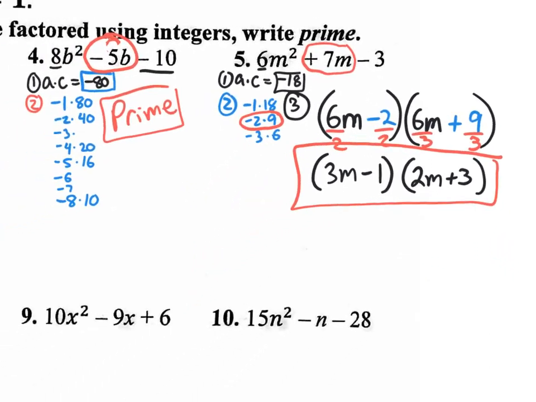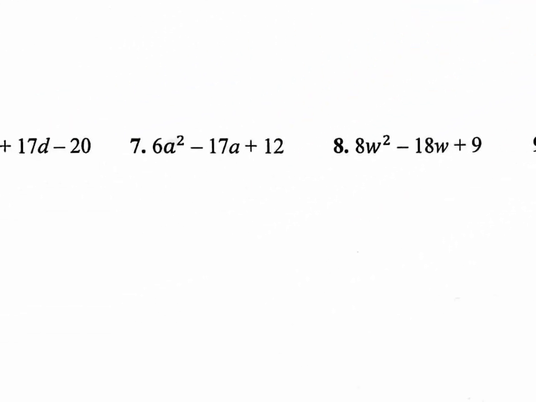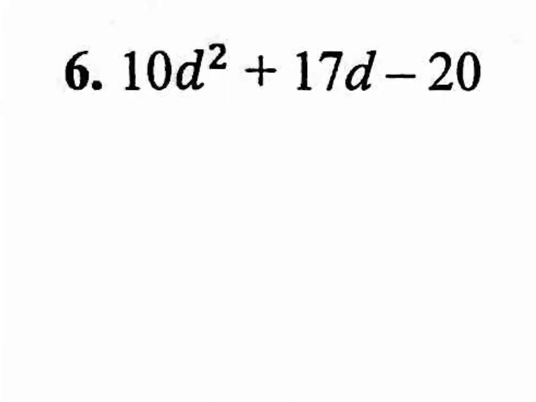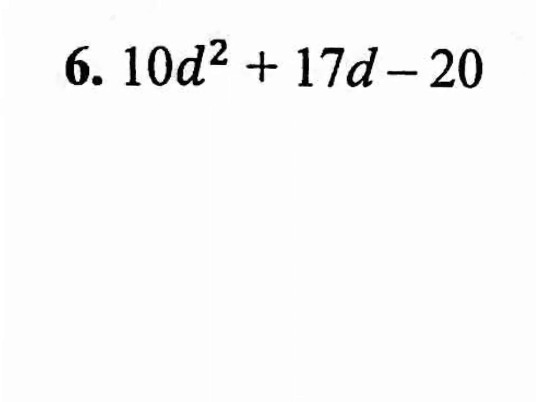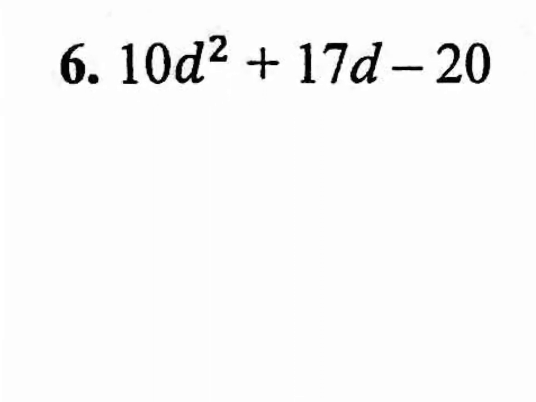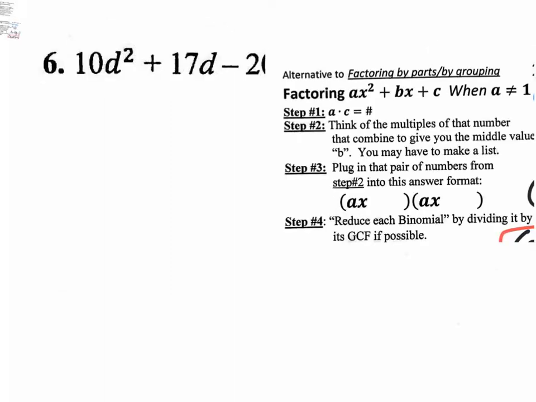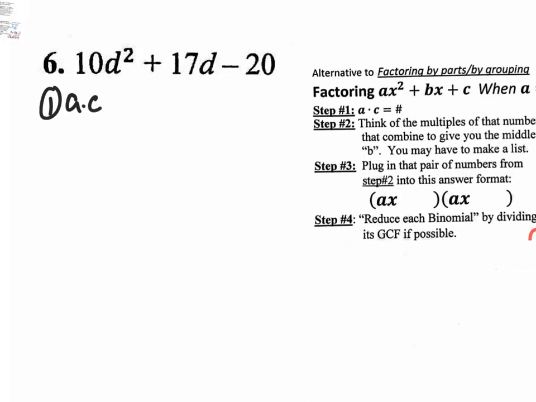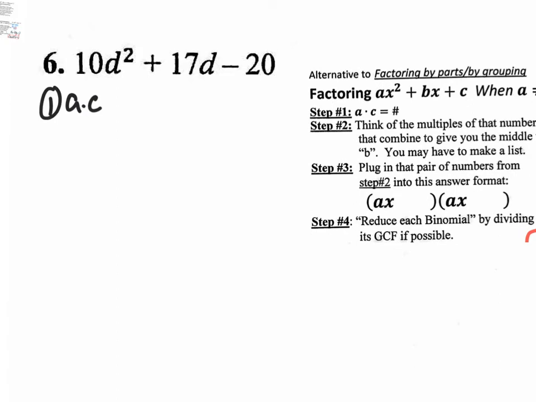But this is way easier, way faster than the previous method of factoring by grouping. Okay? Number 6. Always try to pull out a GCF. So number 6, step 1, multiply a times c. And what is a and what is c? It's 10 times negative 20.